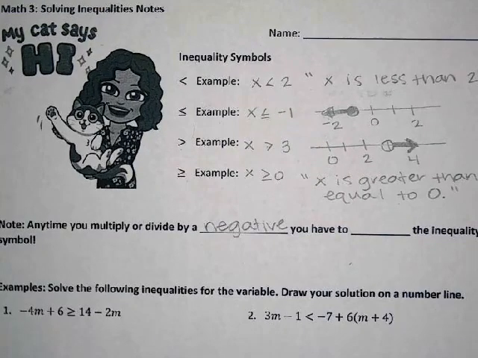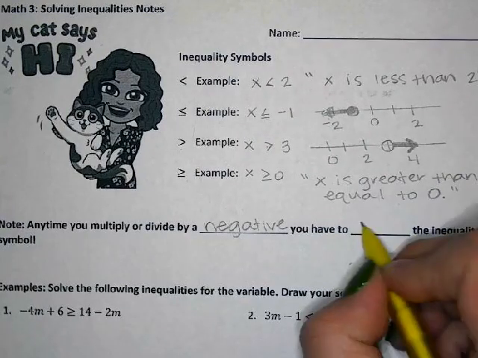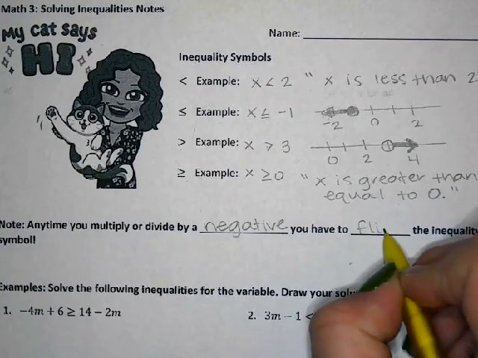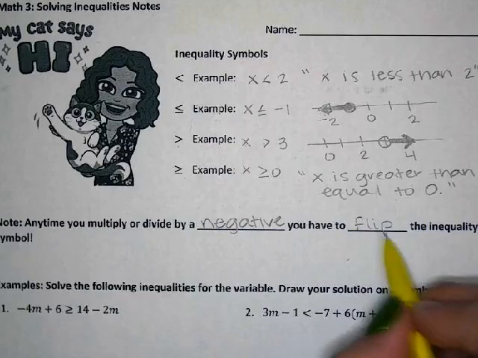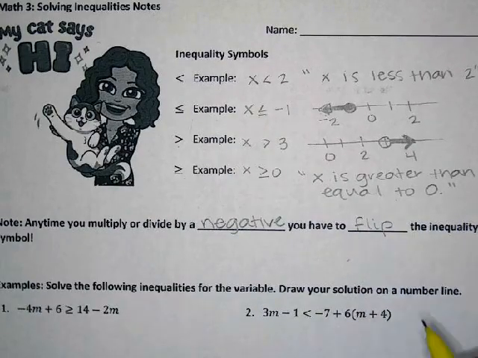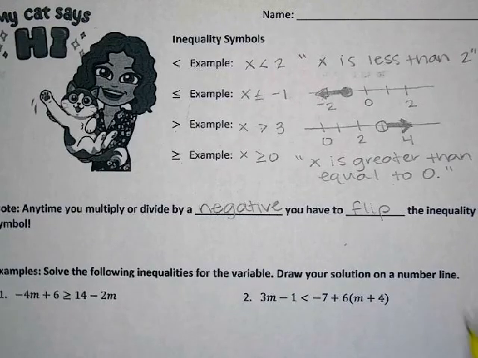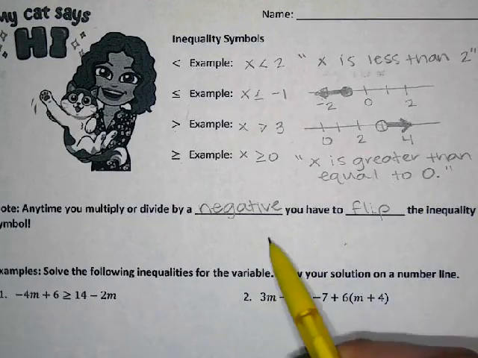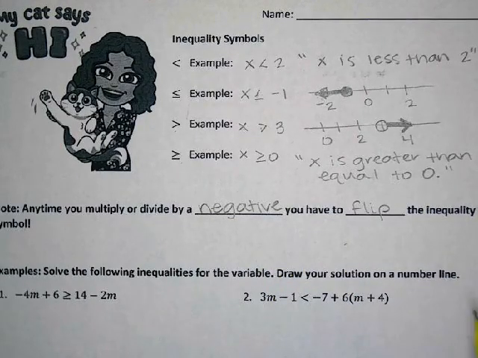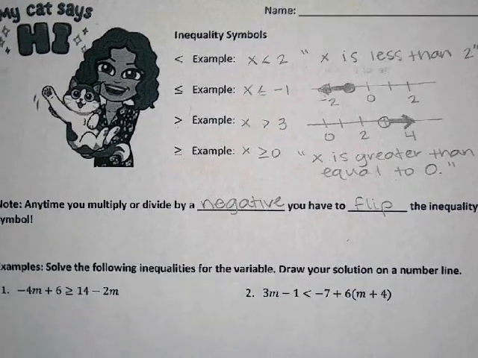You have to change the inequality sign. You have to flip or change the inequality symbol. You have to make it go the opposite direction. So that's something specific to inequality symbols. Anytime you multiply or divide by a negative, you have to flip the inequality symbol. Okay, so we're going to practice that.